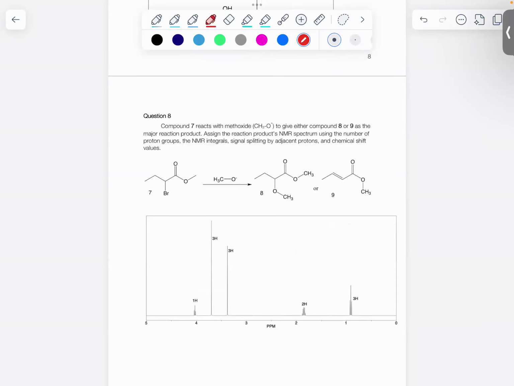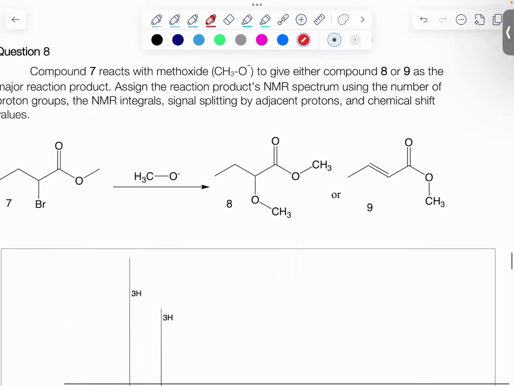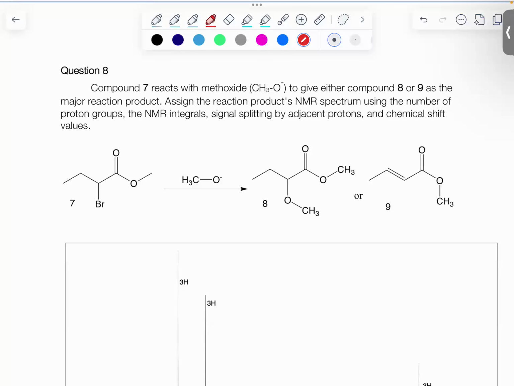We can continue this thought process to identify which product is the major reaction product when we have multiple options for products coming from a reaction. And so we'll start by breaking down our product signals.